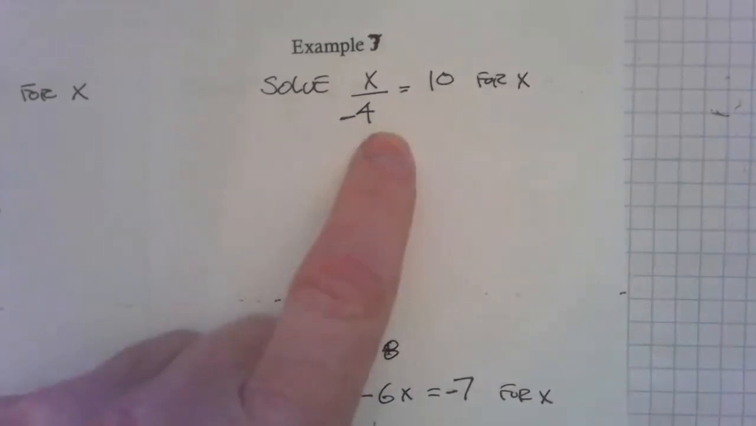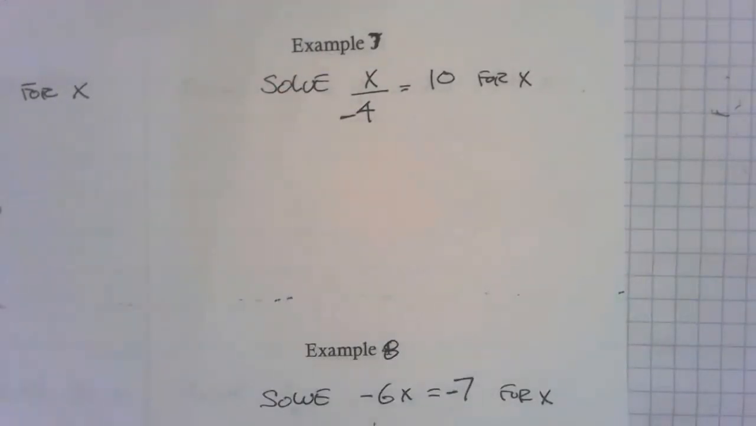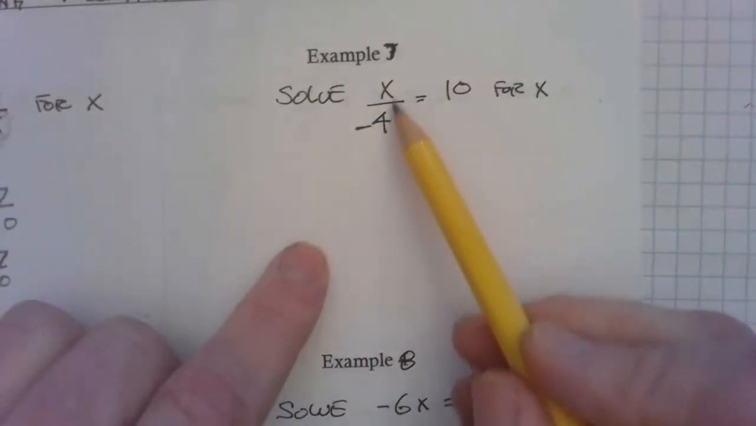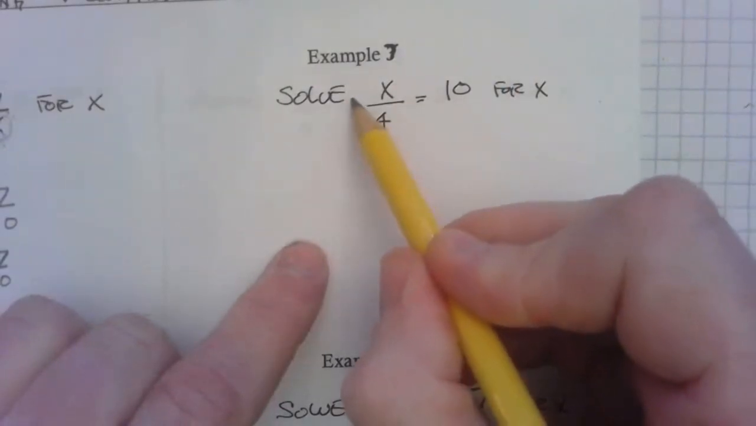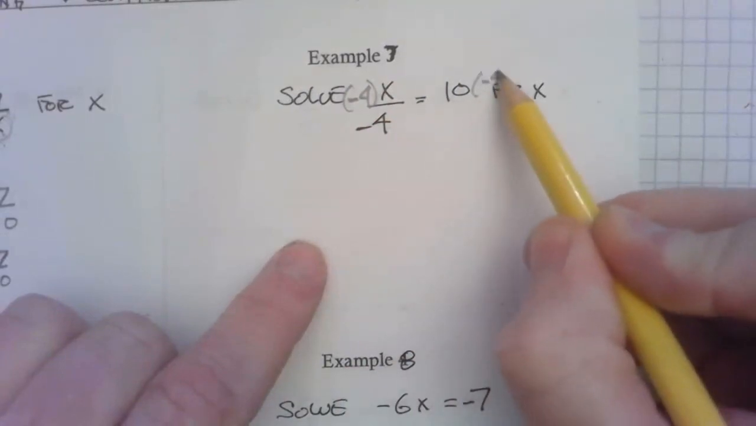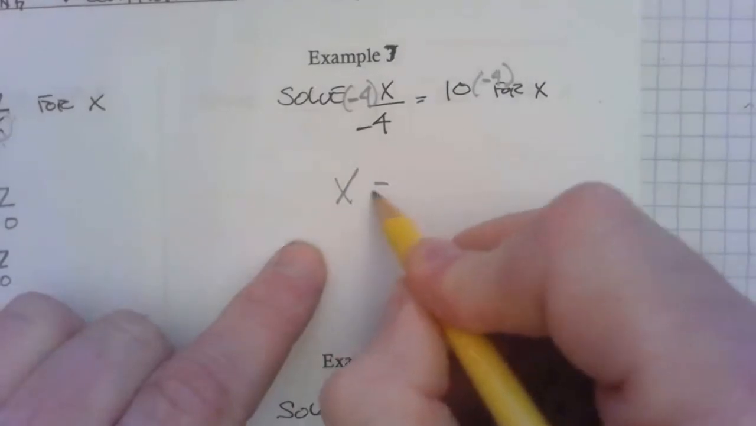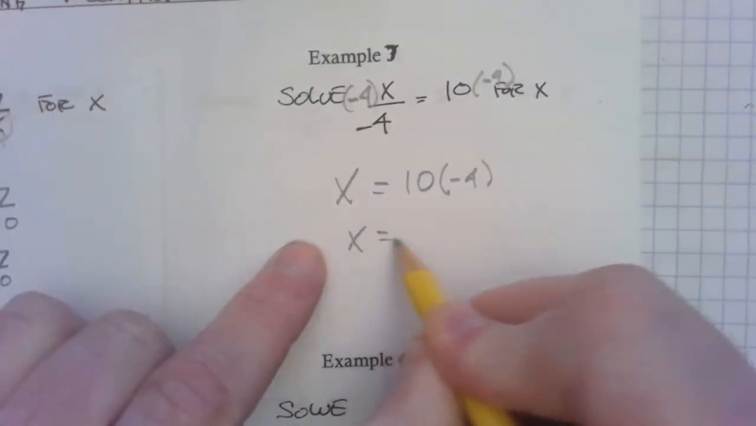How about this one? Nah, don't switch anything. The x is already in the top. So this is deliberately not like one of these. This is kind of getting you to think for yourself. The x is up there. It's being divided by negative 4. So I need to multiply both sides by negative 4. So that I have x equals 10 times negative 4, or x equals negative 40.